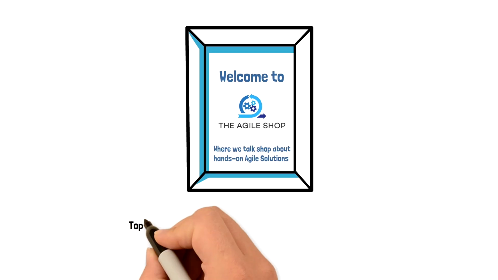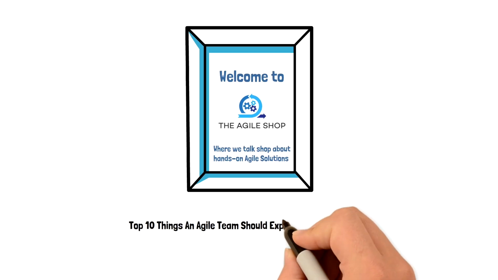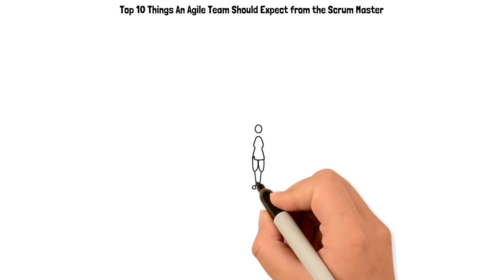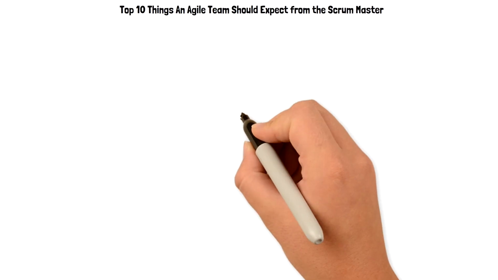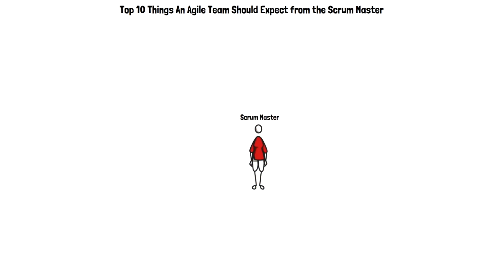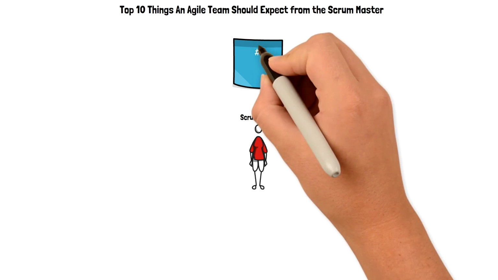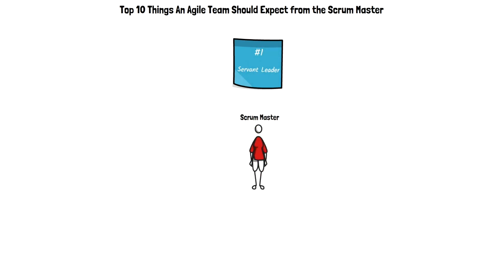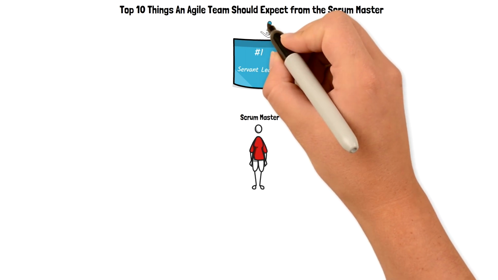In this video, we will cover the top 10 things an Agile team should expect from the Scrum Master. The Scrum Master is the servant leader and the glue of the Agile team. The Scrum team expects the Scrum Master to support and serve the team, which is why it's common for the Scrum Master to be described as a servant leader.